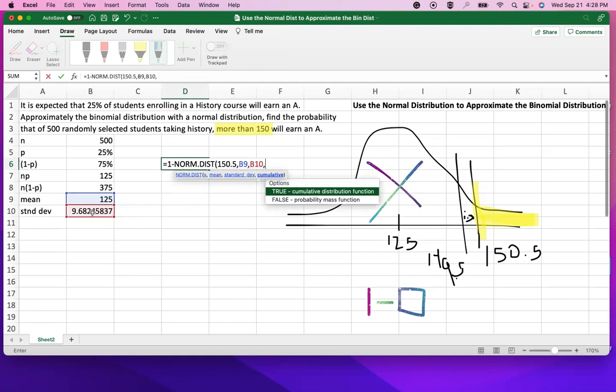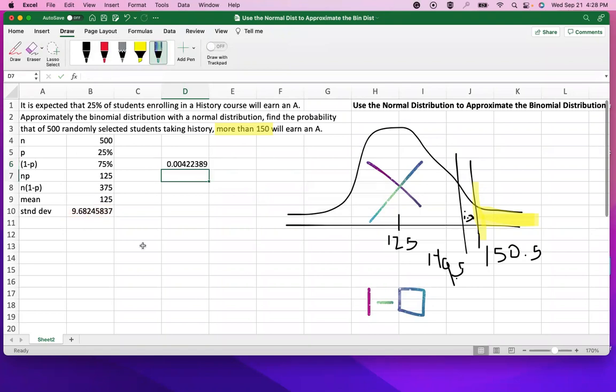And then, do we have a cumulative distribution function or a probability mass function? Well, we want it to be true, the distribution function here. So we type in a 1, and that gives us 0.0042239, meaning the probability that more than 150 students will earn an A is about 0.4%. It is very, very small.